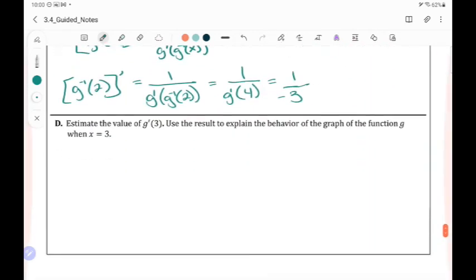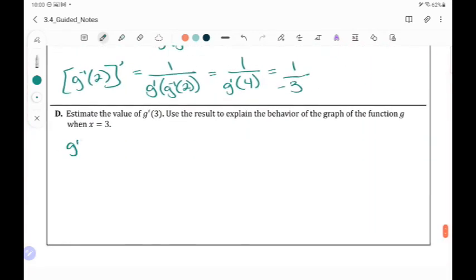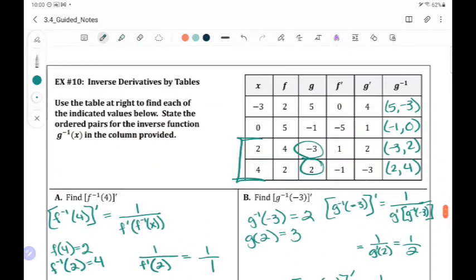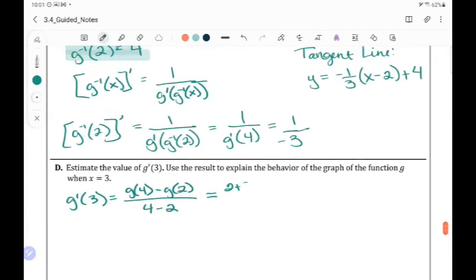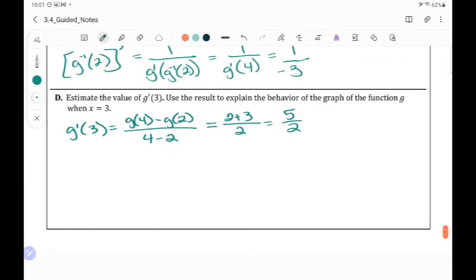So we're going to write it out here. G prime of 3 equals G of 4 minus G of 2 over 4 minus 2. Remember, we're using the difference quotient, basically what we used to call the slope formula. G of 4, we said, is 2, and G of 2 is negative 3. So 2 minus negative 3 is going to be 2 plus 3 over 4 minus 2, which is 2. So we have 5 over 2 as our G prime of 3.